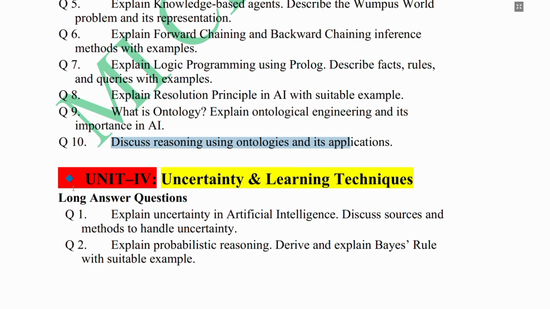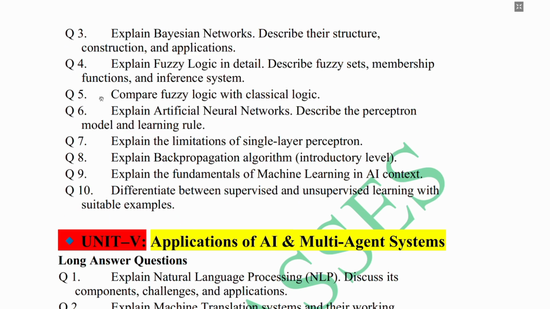Here we start Unit 4, which is Uncertainty and Learning Techniques. In Unit 4, the first question is: explain uncertainty in artificial intelligence, and discuss sources and methods to handle uncertainty. The next question is: explain probabilistic reasoning, and derive and explain Bayes rule with suitable example. The next question is: explain Bayesian networks, and describe their structure, construction and applications.